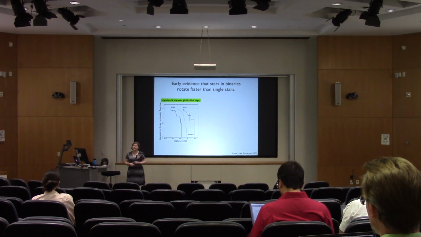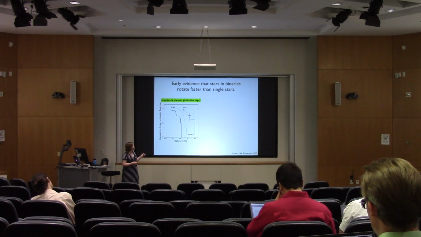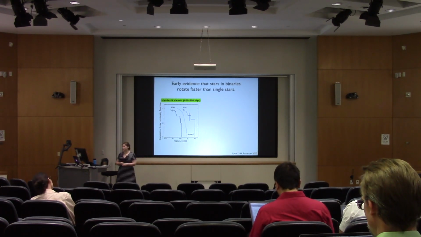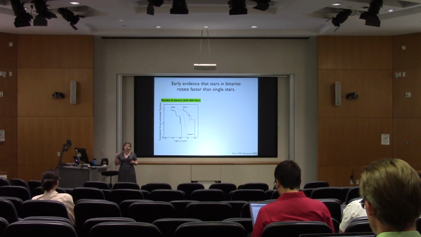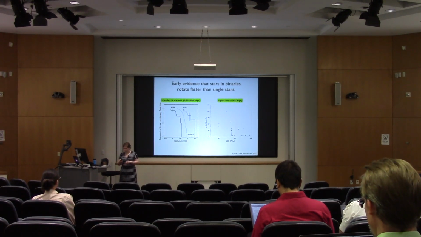But there also is a physical reason why this is happening. There's been some indirect evidence for a long time that stars in binaries rotate faster than single stars. This is a 1994 study of X-rays in the Hyades, and the X-ray luminosity function of binary stars is much brighter than that of single stars. If they're more X-ray bright, that suggests that they're more rapidly rotating.